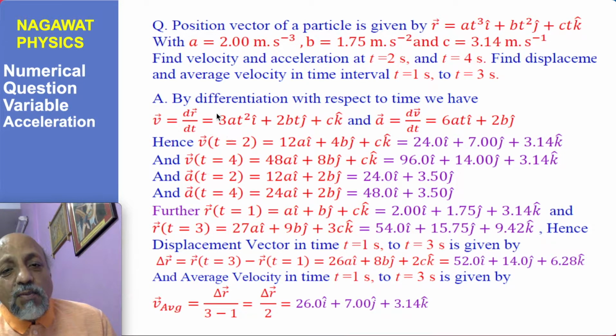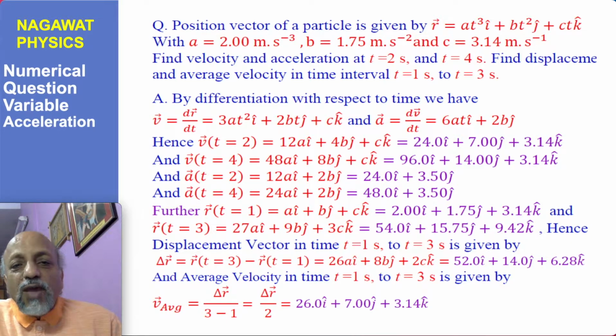And acceleration can be further obtained by differentiating this velocity vector with respect to time. 3at square i cap would give you 6at i cap because differentiation of t square is 2t, and 2bt j cap would give you 2b j cap because differentiation of t with respect to t is 1. The third quantity, the z component, c k, is constant in the velocity vector, and therefore there is no acceleration in the z direction, because the differentiation of a constant with respect to time is 0.